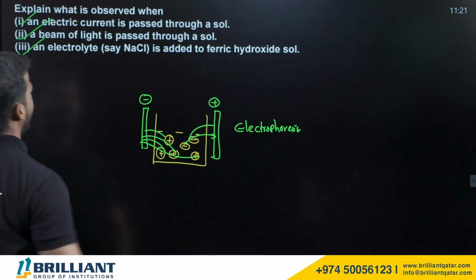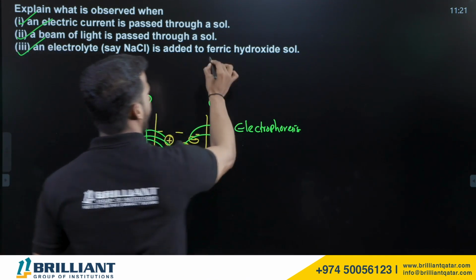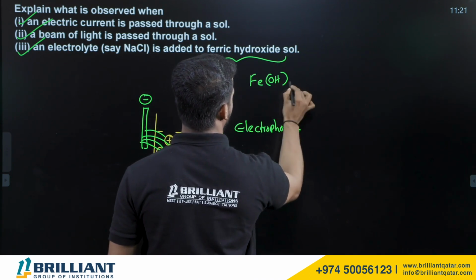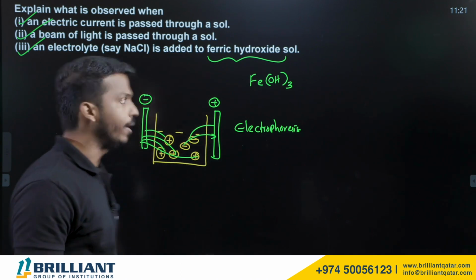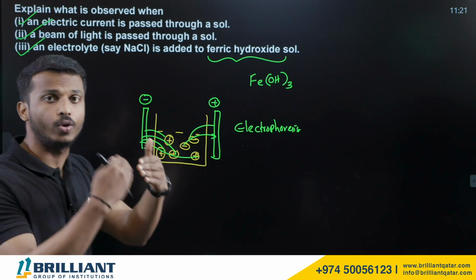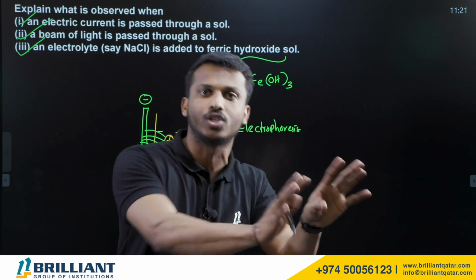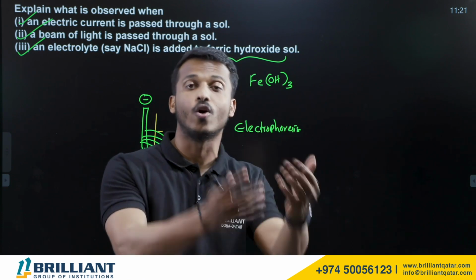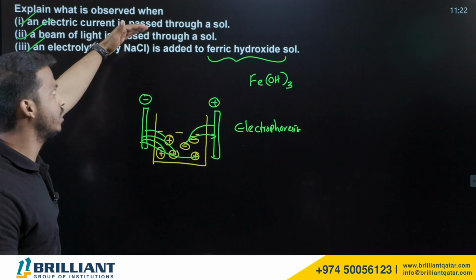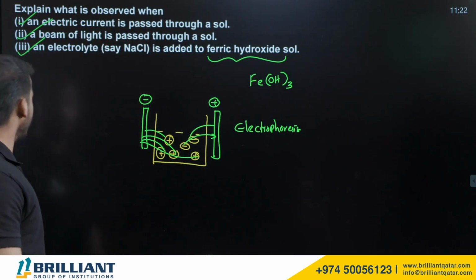And an electrolyte, NaCl, is added into ferric hydroxide, Fe(OH)3. Ferric hydroxide is a colloid, right? NaCl is an electrolyte. What happened? When a colloid is treated with an electrolyte, it will undergo coagulation or precipitation or flocculation. Correct? So the first one is electrophoresis, the second one is the Tyndall effect, the third one is coagulation.